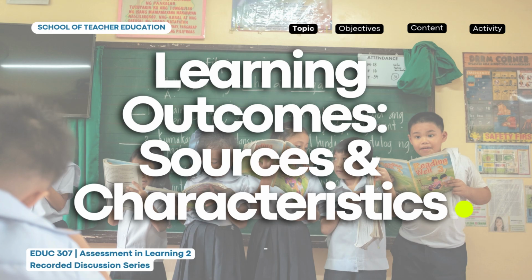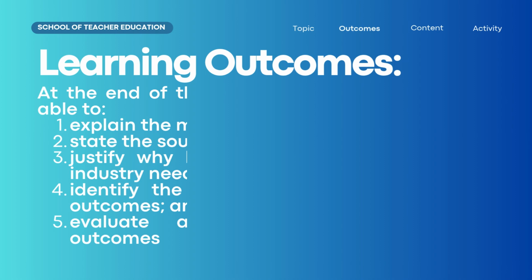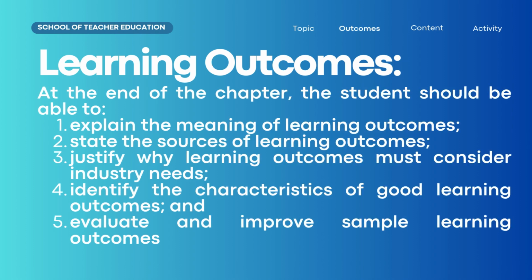Good day, everyone. Today's recorded discussion focuses on learning outcomes, their meaning, principal sources, and defining characteristics. By the end of this session, you will be able to explain what learning outcomes are, list their main sources, justify why they must reflect industry needs, identify the characteristics of good learning outcomes, and evaluate and improve sample learning outcomes.